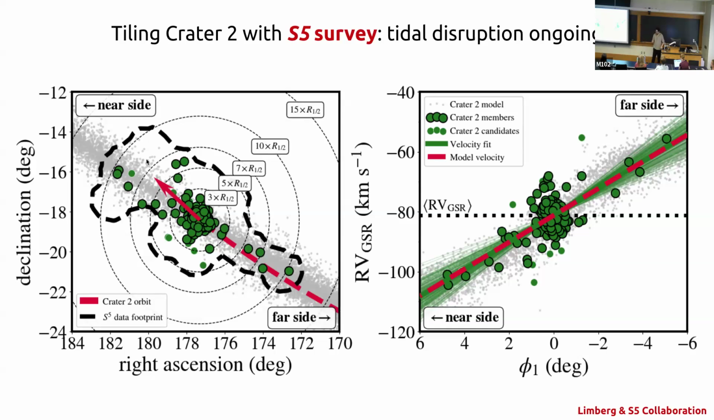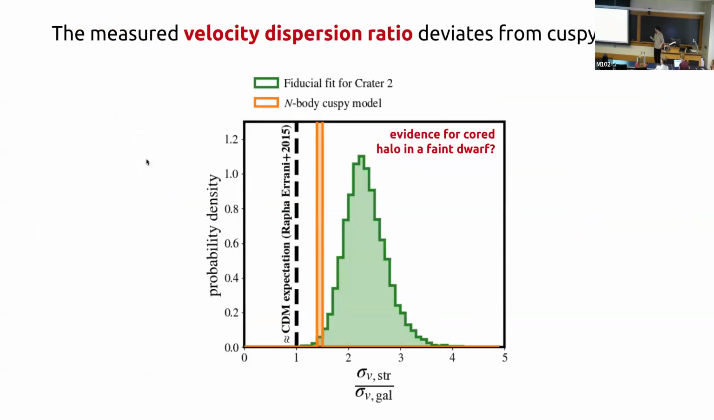So finally, for the measurement that we really care about, this is the final PDF. This is the quantity that I just mentioned: the velocity dispersion in the stream and the velocity dispersion in the center of the galaxy. In green is what we get out of the model. The value we get is somewhere between 2 and 3, closer to 2.5. The original prediction from the Errani 2015 paper is something closer to 1.